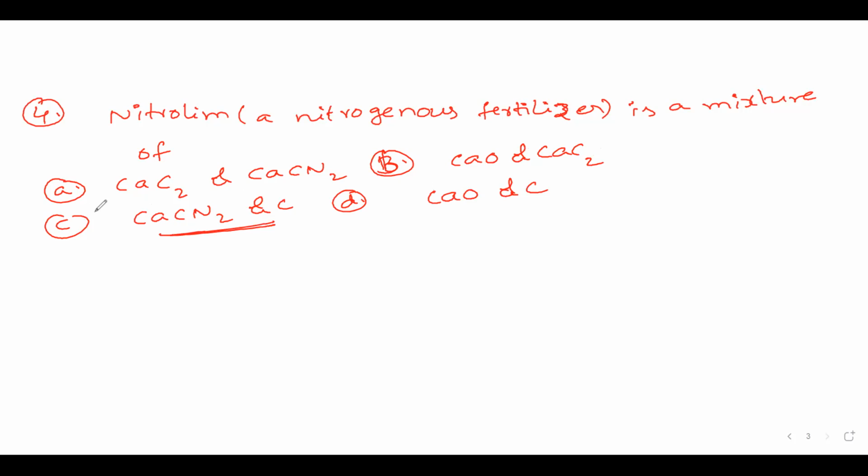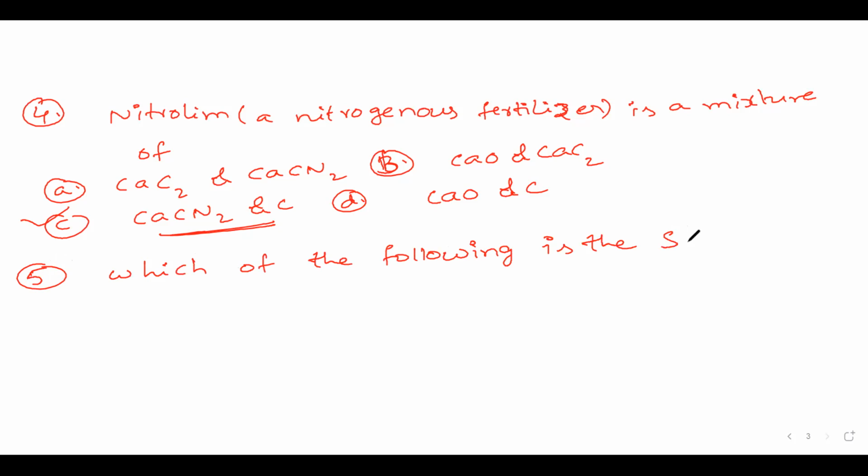So we already know the answer is option C. Calcium cyanamide and carbon is the mixture called nitrolim and is used as a fertilizer. Next, question number 5. Which of the following is the strongest base?